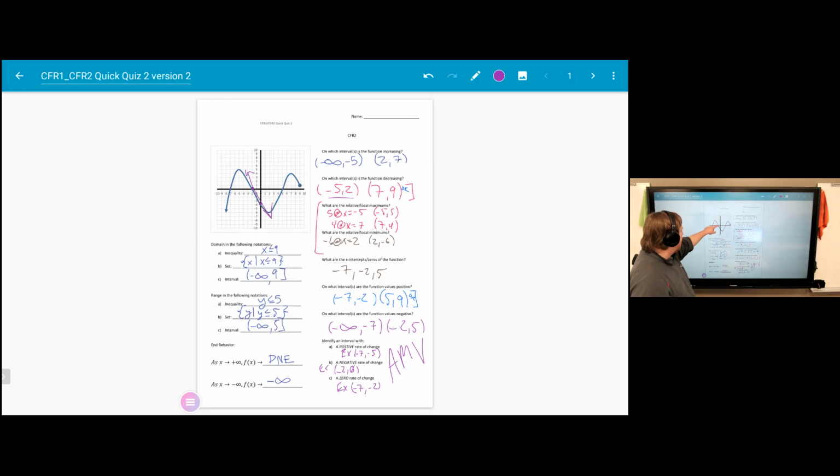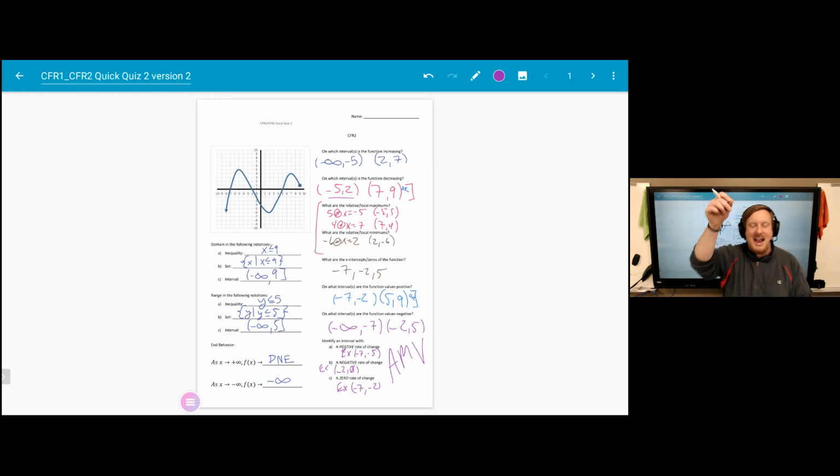I like that. Then for a 0 rate of change, I went from negative 7 to negative 2. One of the most common ways to do the 0 rate of change is pick two consecutive x-intercepts. That's kind of what I did. We don't have more than two y-intercepts here.